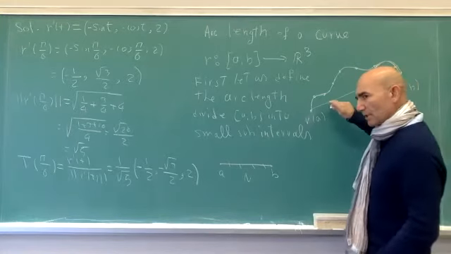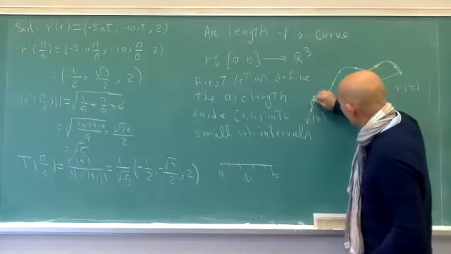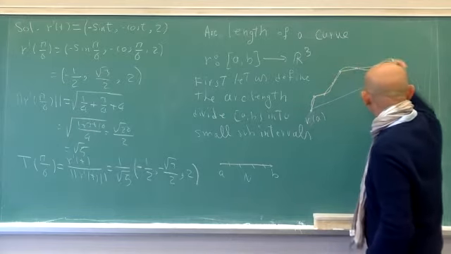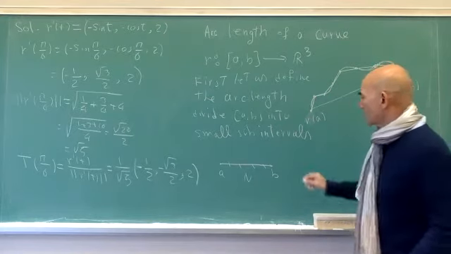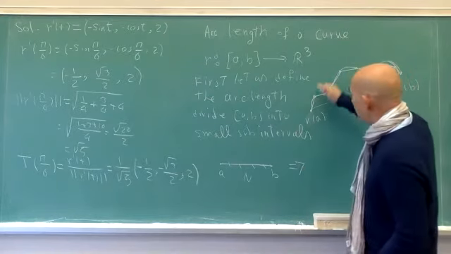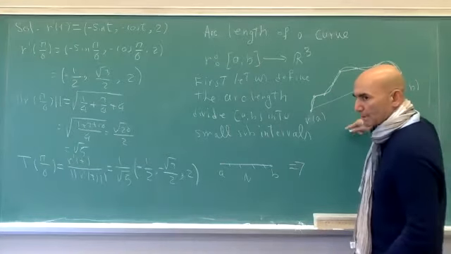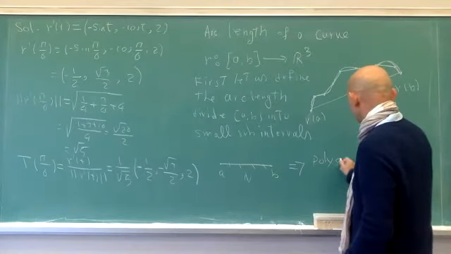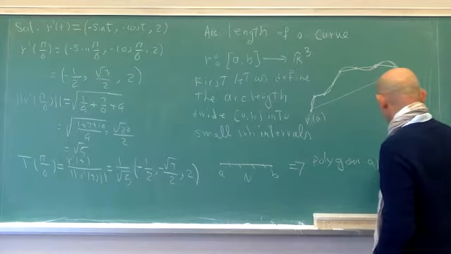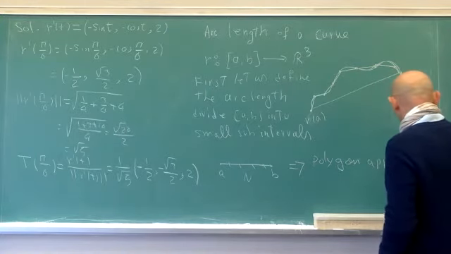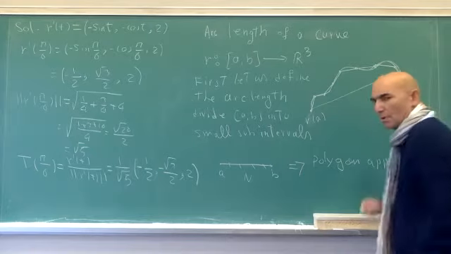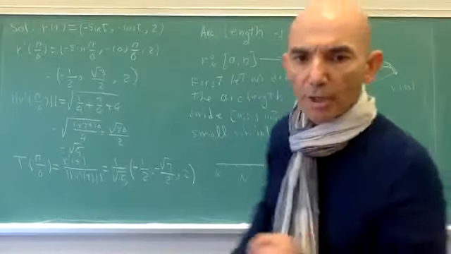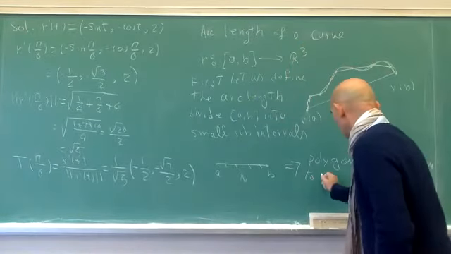And then we approximate the curve by straight lines. So we connect by a straight line. So here you will get a kind of polygon approximation of this curve, right? We get a polygon approximation to our curve.